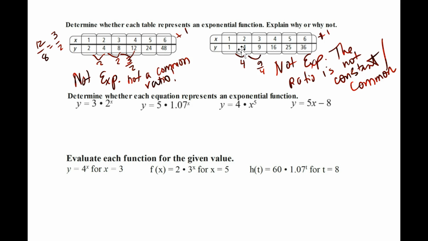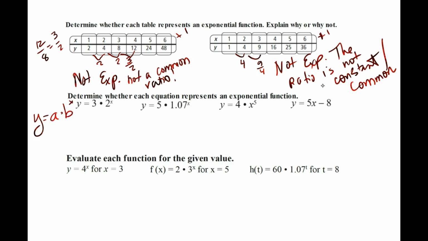All right, so I'm going to be here for another 2 or 3 minutes, and then we're going to be done. It says determine whether each equation represents an exponential function. Well, if it represents an exponential function, everybody, it must be in the form of y is equal to a times b to the x.